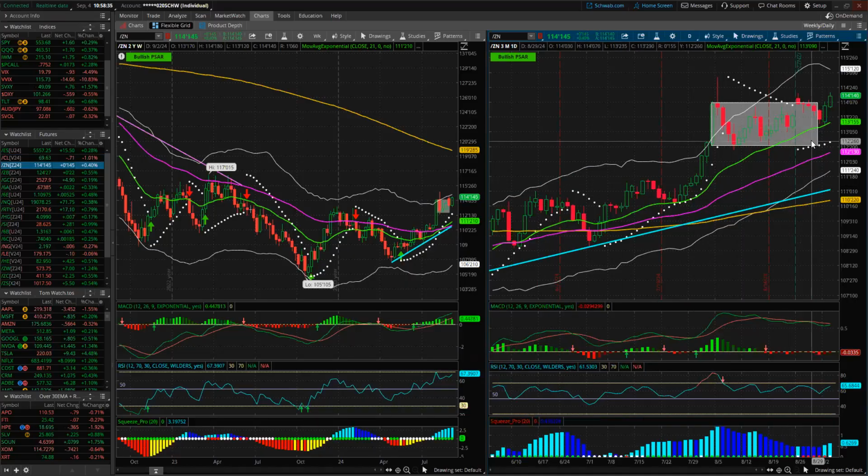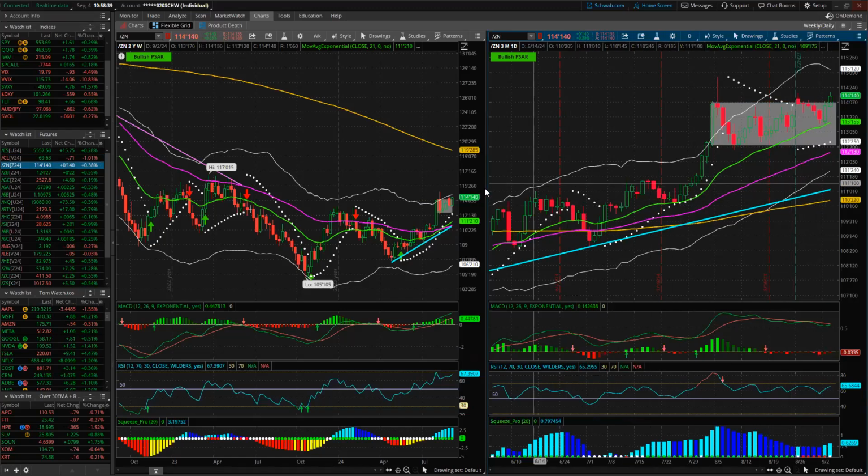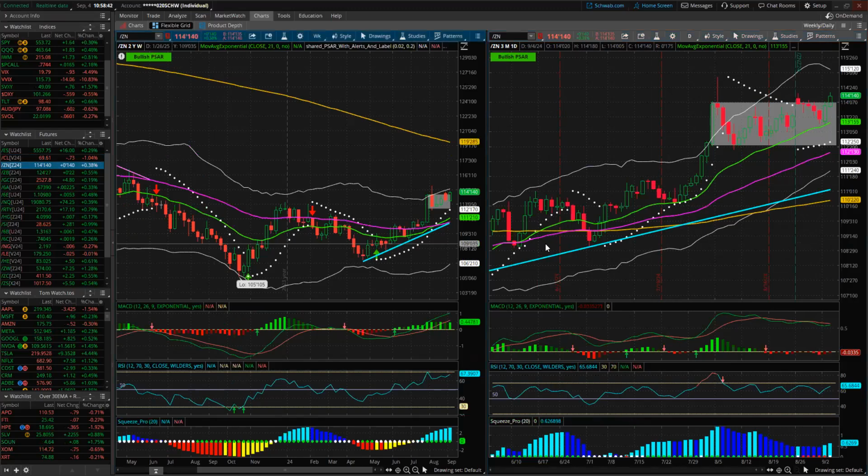Like ZN, you guys know I love bonds anyway. We've been in on ZN. I like ZN a little bit more than ZB right now. The white dots on the Squeeze Pro are a more extreme squeeze than red. On Squeeze Pro, the white dots are a tighter squeeze than red. I coded them white because I have a black background. It's easier for me to see.